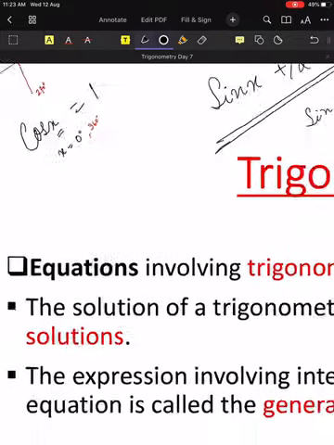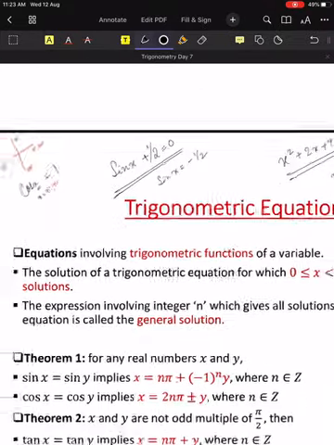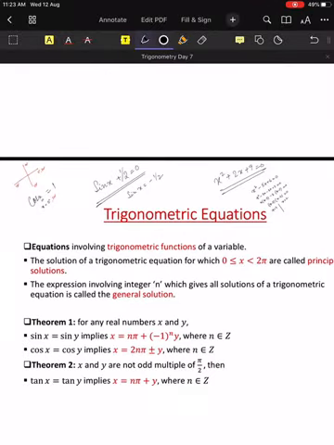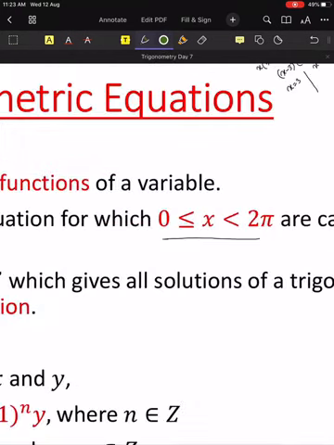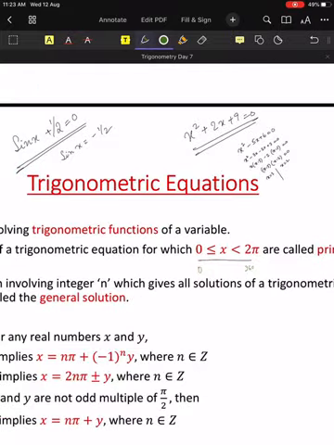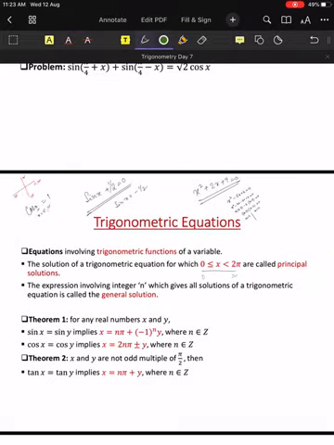So now we see that solutions of trigonometric equations for which x lies between 0 to 2 pi, what does 0 to 2 pi mean? It lies between 0 degree and 360 degree. Clear? So these are called principal solutions. When the angles lie between 0 to 2 pi or 0 degree to 360 degree, we call them the principal solutions of the trigonometric equation.